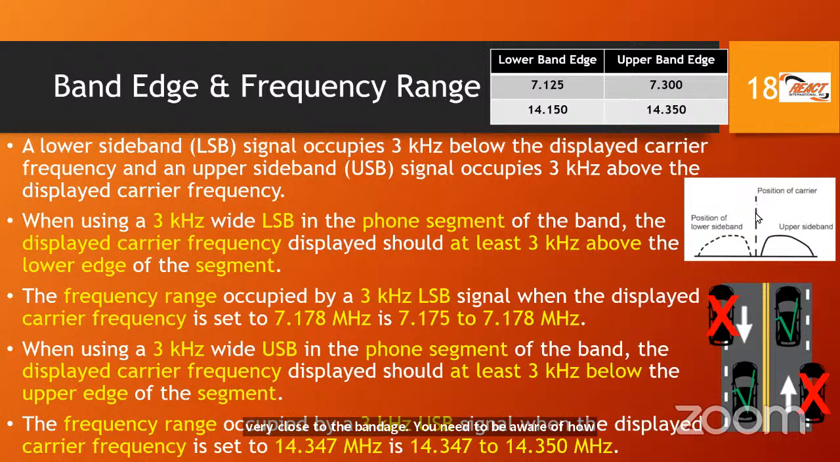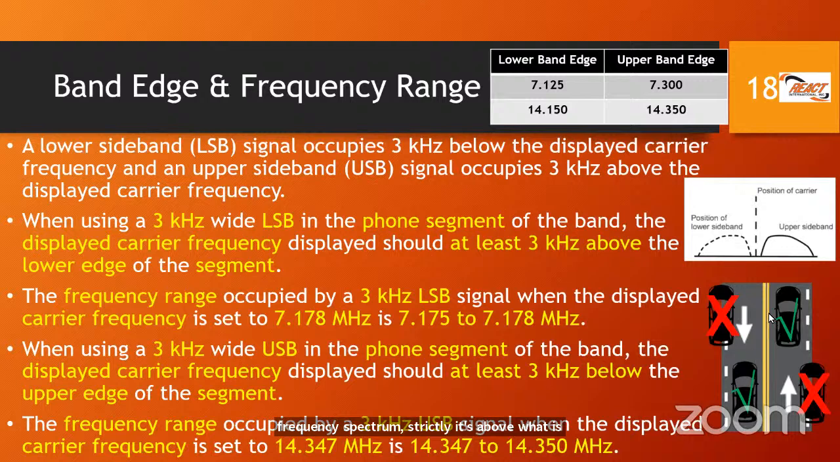If you're using upper sideband, apart from the carrier frequency, be aware that when you apply your voice and you modulate, your signal is going to occupy a frequency that is higher than the display. And that's the point about these two points here. When you're doing lower sideband, it's occupying frequency spectrum below what is displayed on the radio by 3 kilohertz. And if you're doing upper sideband, it's occupying frequency spectrum 3 kilohertz above what is displayed on your radio. So you need to be aware of that as a ham.